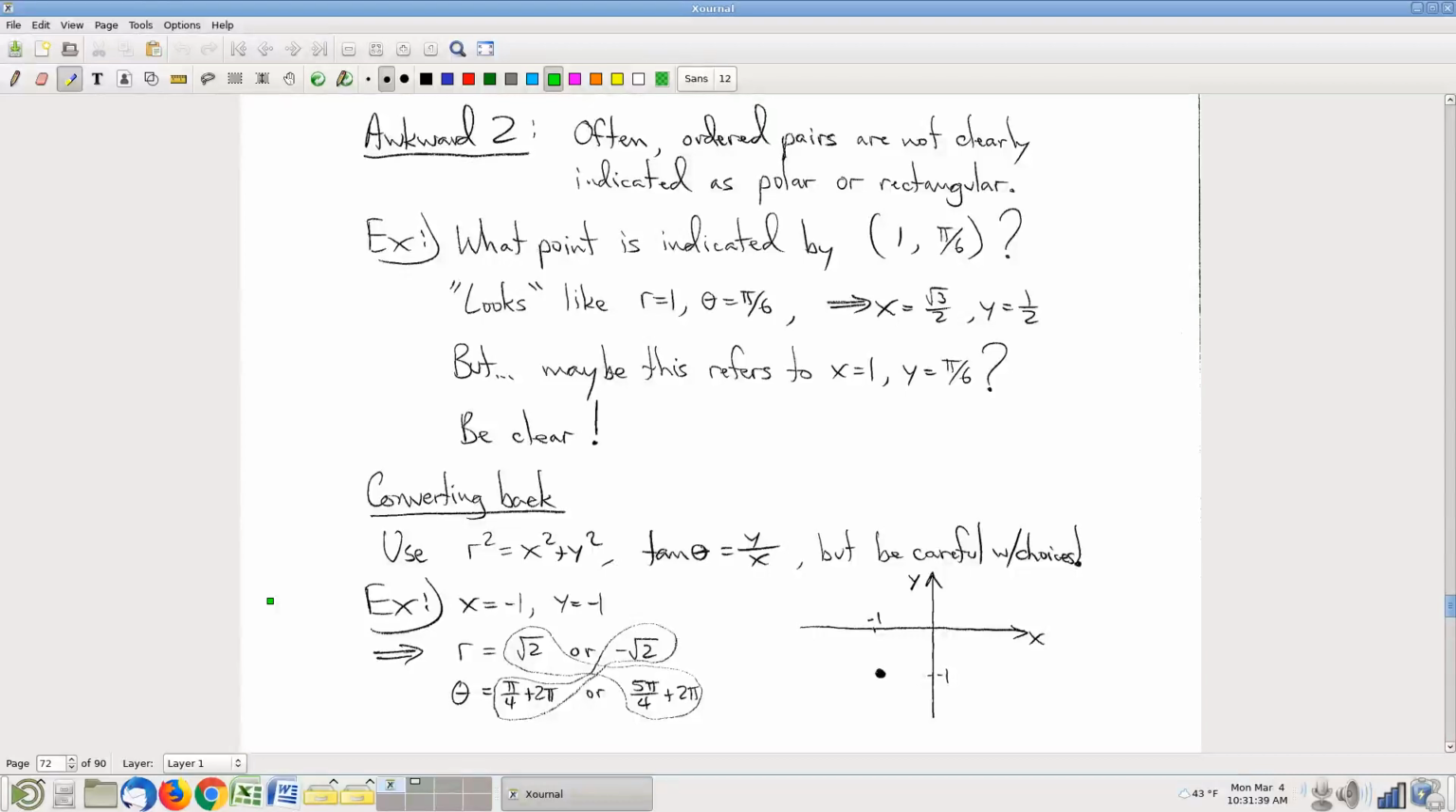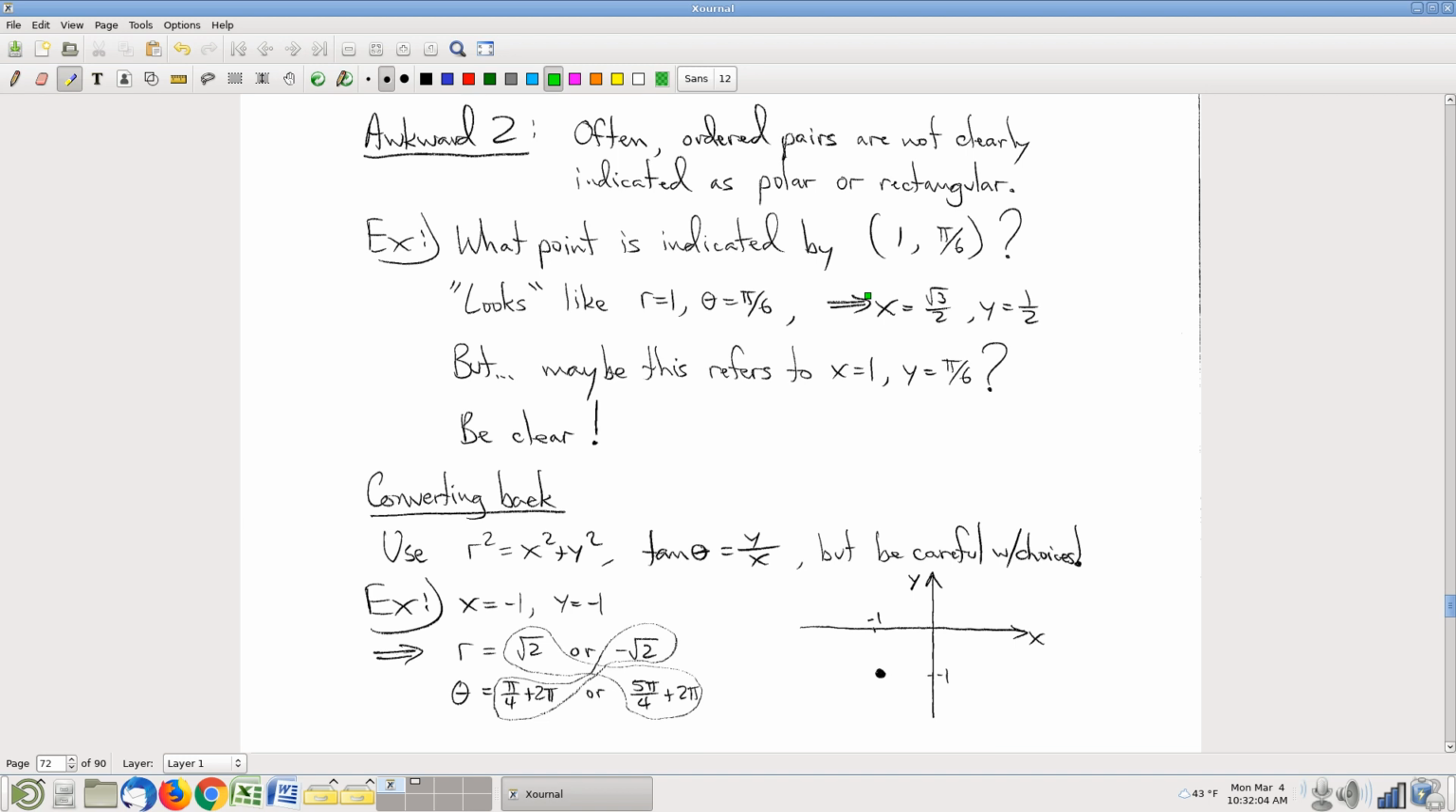Okay, so here's where we were last time. We were talking about the ambiguity of notation, and this is just something to be aware of. It's just not immediately obvious what that means. So just keep that in mind. If you intend that as r comma theta, maybe write r comma theta equals 1 comma pi over 6, something like that. Just be aware that it's not perfectly obvious what you mean.